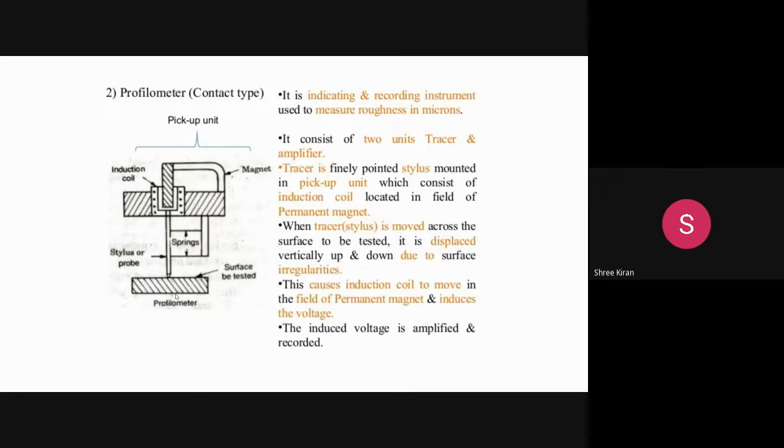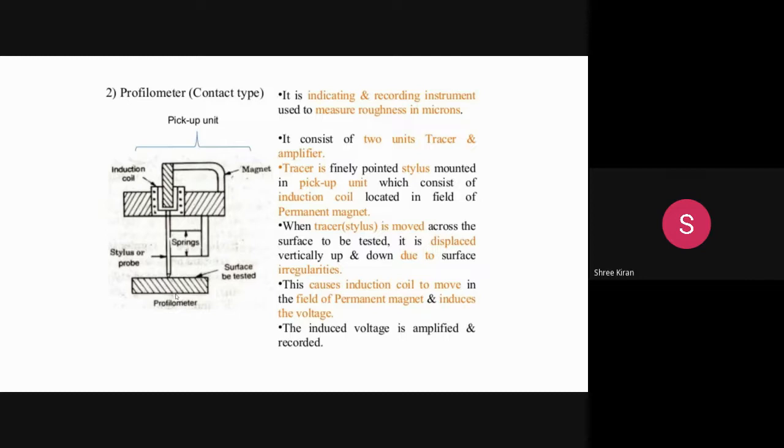You're just noting down the names at least. The second one is named as profilometer. So, what do you mean by the purpose of a profilometer? Profilometer is mainly regarding the measurements. It is an indicating and recording instrument used to measure the roughness in microns. That's the measurements of roughness in microns.